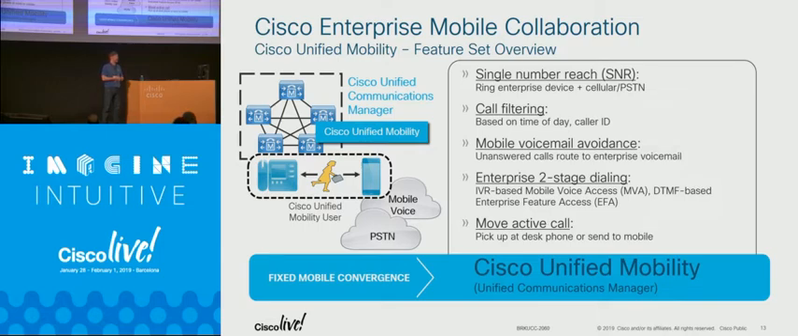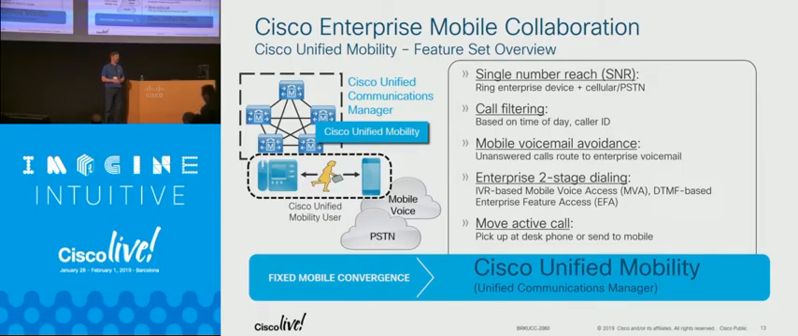Enterprise two-stage dialing, this is the ability for us to dial through the enterprise from that mobile device, right, as if I am an enterprise user. So when I call through the enterprise, the caller ID that people are going to see is going to be my enterprise number, not my mobile number, even though I made the call from my mobile. And then the ability, once I have an active mobile call, to move that call back and forth between the mobile device and my desk phone and vice versa. So a bunch of features and functions built into this.